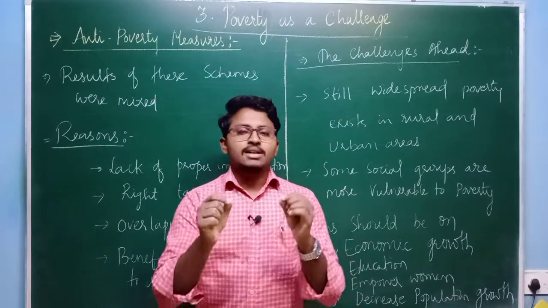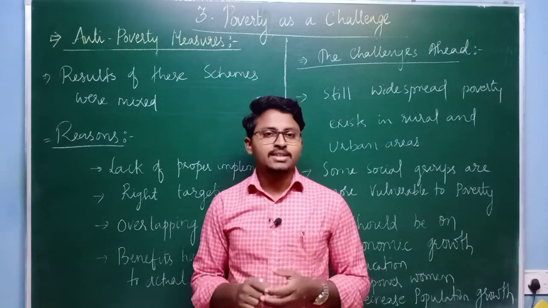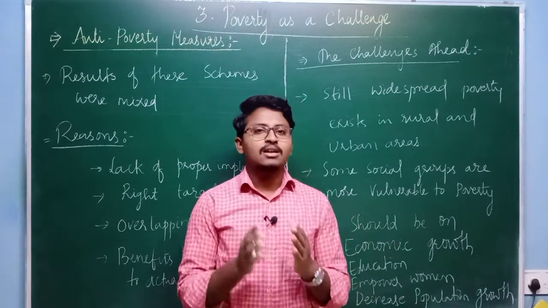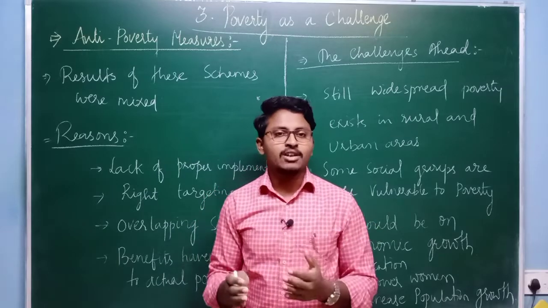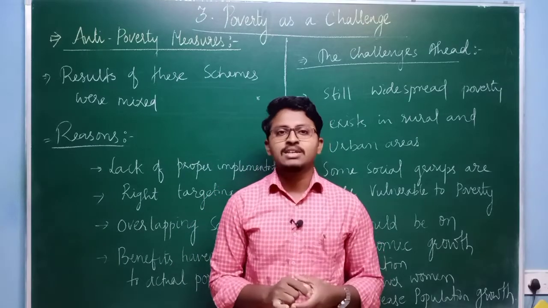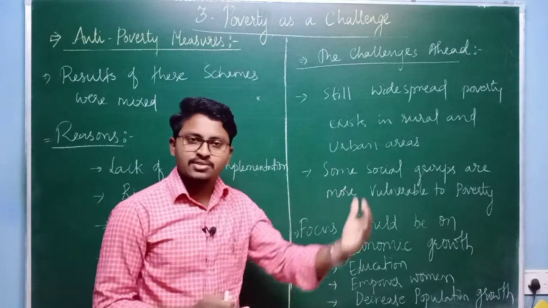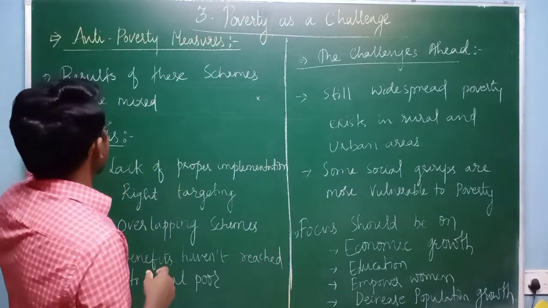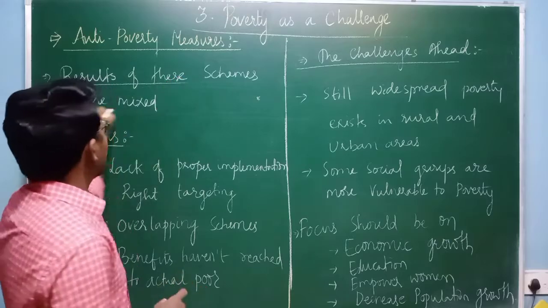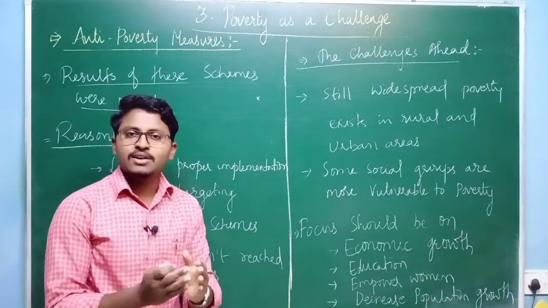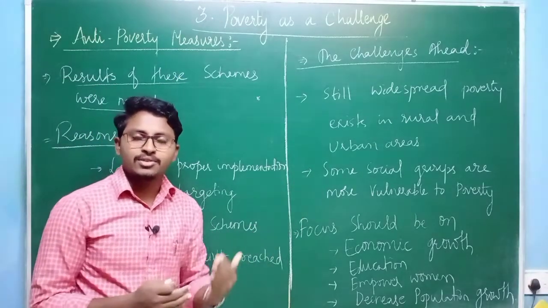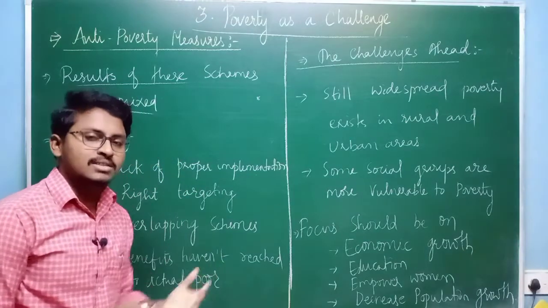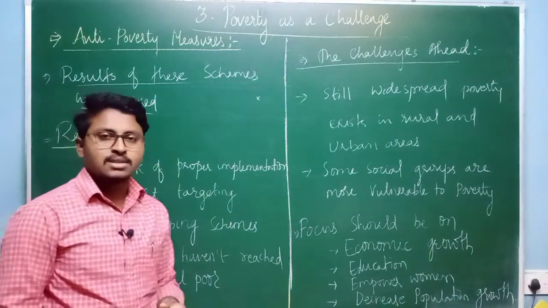Let us discuss the results of these anti-poverty schemes. Just now we have seen a lot of schemes launched by the government, but what is the performance of these schemes, whether they helped in reducing poverty or not? So let us see now. The results of these schemes were mixed. That means some schemes have worked very well in reducing poverty, but some of the schemes were not able to reduce this poverty.